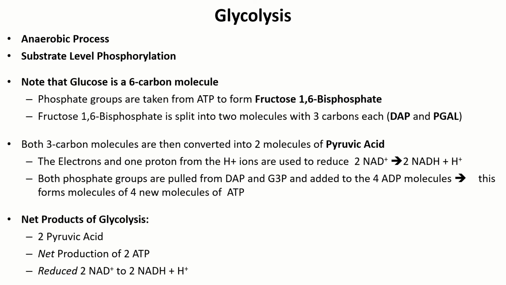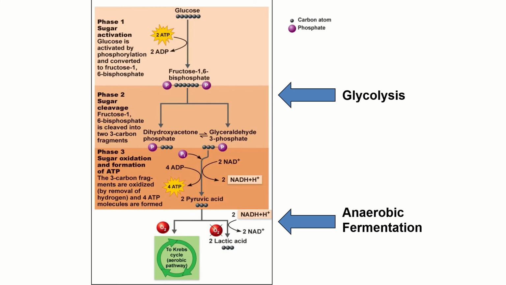So again, glycolysis is anaerobic. It's going to be utilizing substrate level phosphorylation. And it begins with a molecule of glucose. Now glucose itself is a 6-carbon molecule. And so as we go through the process, I'm going to spend time referencing this image. As you see here, each of these little gray balls represents 1 carbon atom. And so you would see 6 carbons forming glucose.